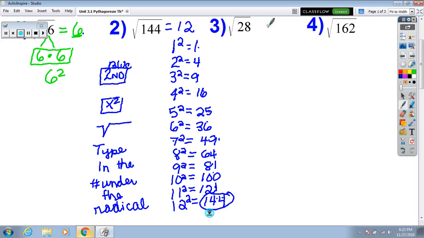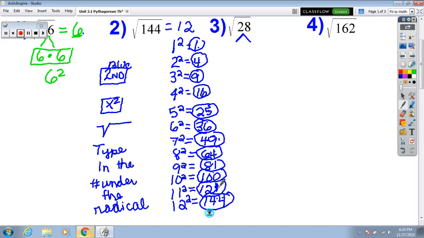So that's why I wanted to make sure that we knew how to get this list, because we're going to use these numbers. When I break down 28, I'm looking for two numbers that multiply together to give me 28. But one of those numbers has to be a perfect square. So it has to be one of these numbers on the left-hand side: 1, 4, 9, 16, 25, 36, 49, 64, 81, 100, 121, and 144. You can't use the numbers that I did not circle.